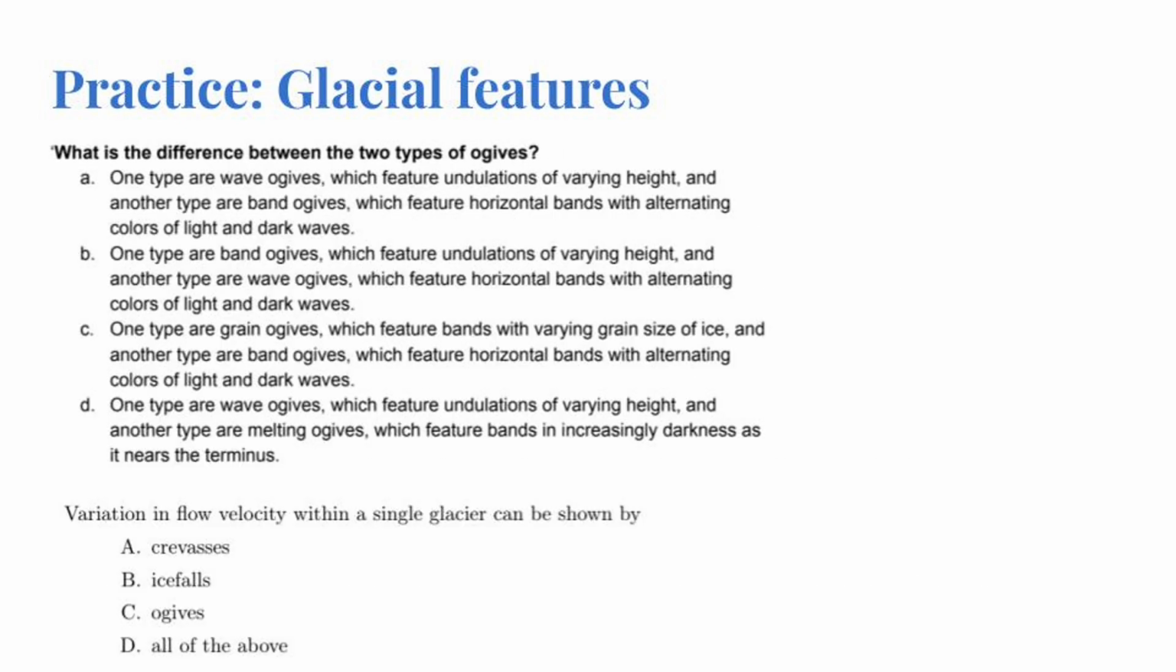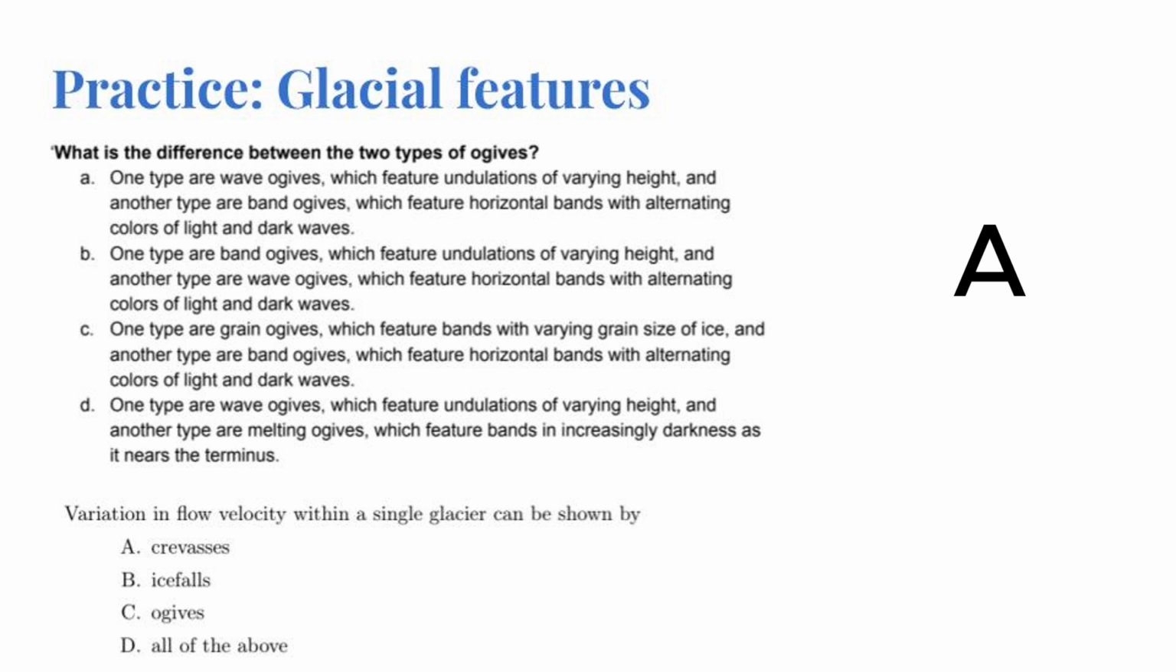What is the difference between the two types of ogives? We know that there are two types of ogive, the wave ogive and the band ogive. If we read the answers, C and D are eliminated because grain ogives do not exist. There's no such term as grain ogives. If we read A and B, A is the correct answer since that's the definition of wave ogives and band ogives. So A is the right answer.